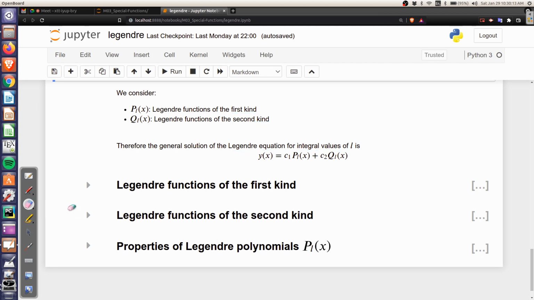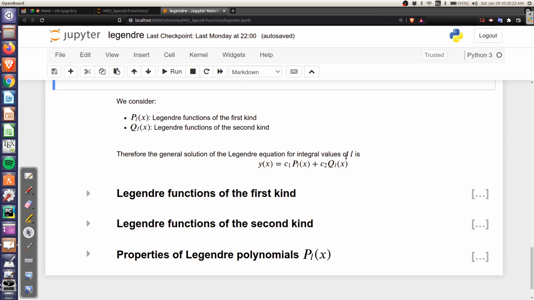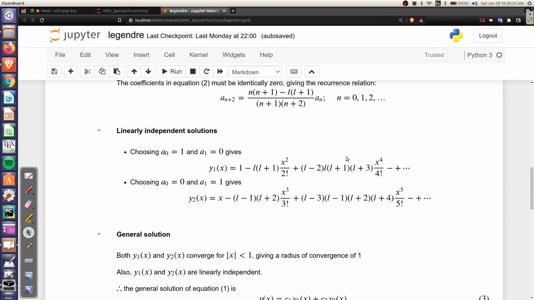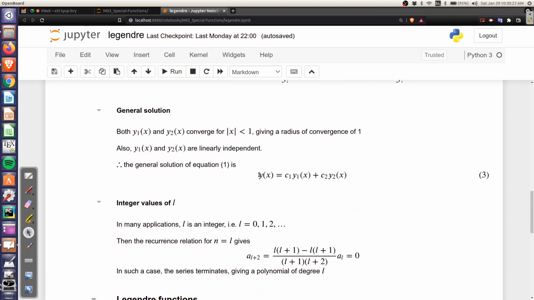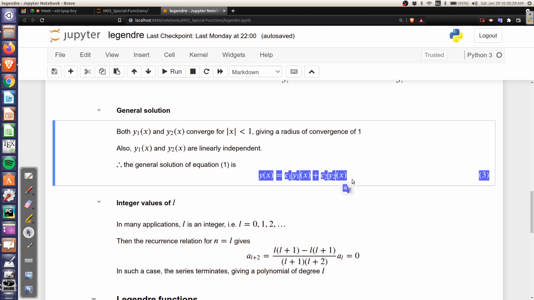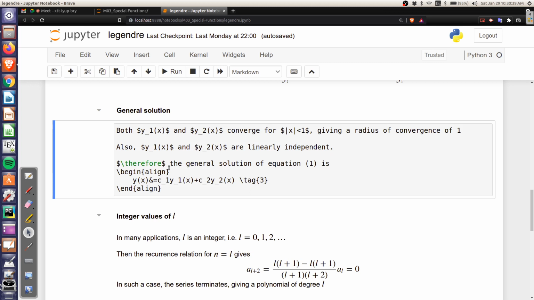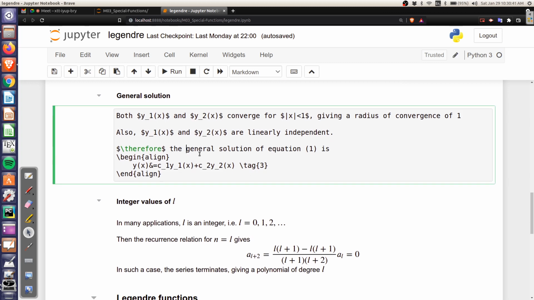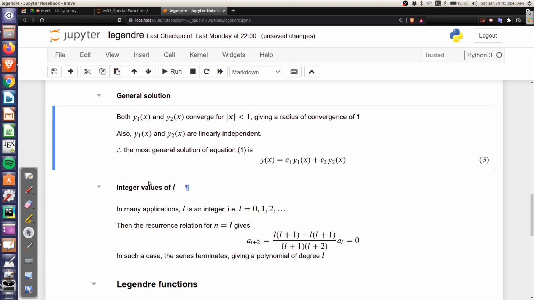Is that clear, everyone? So we are looking for a linear combination of PL and QL as a general solution of the Legendre equation. But remember, this is only for integral values, because for non-integral values, the earlier form is still the general solution. For integral or non-integral values of L, that is the most general solution. I think I should make a clarification here. Therefore, the most general solution of equation number 1 is this.